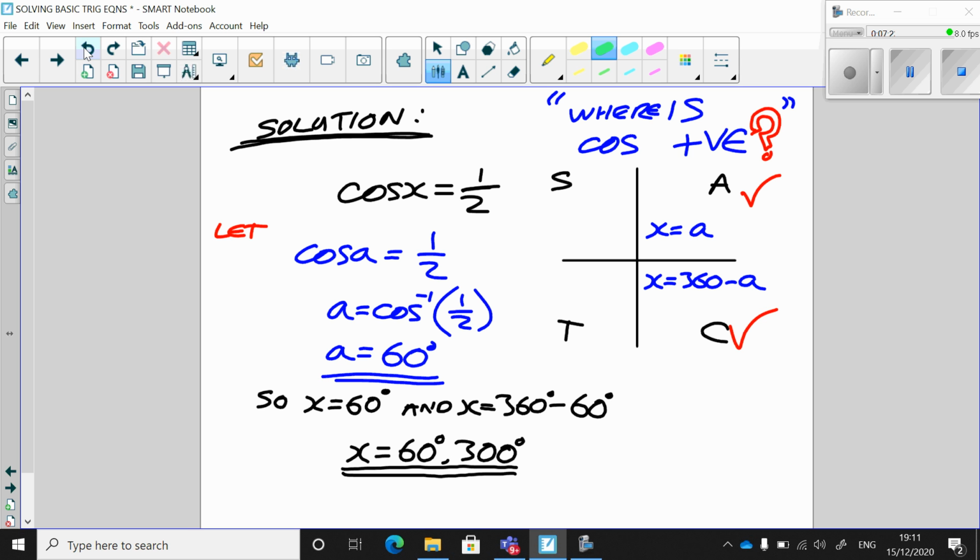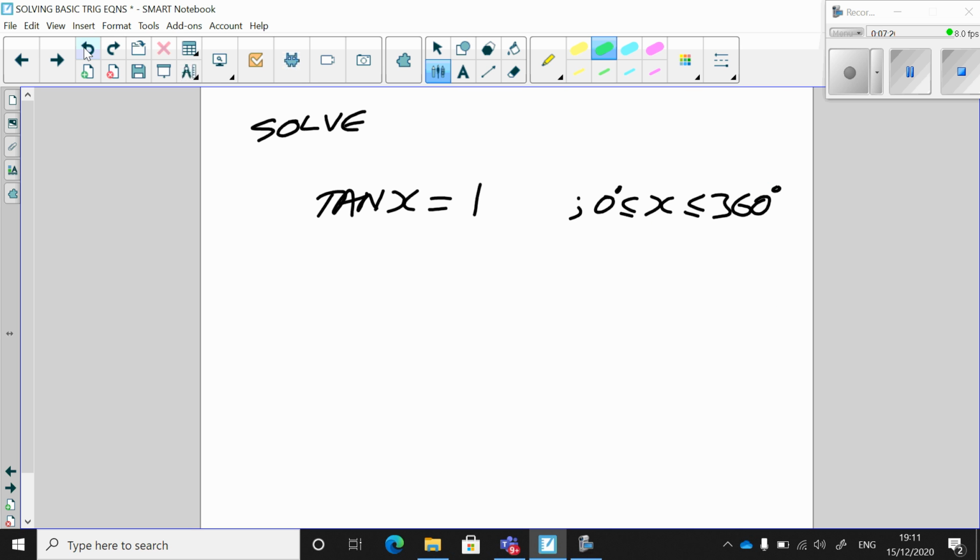But you should know this stuff anyway. Right, let's go and solve this one a wee bit quicker. Tan x equals 1. Tangent, okay, we're dealing with that. 1, that's a positive number. I'm solving between 0 and 360. I'm including the end parts. Okay, let's go for it.